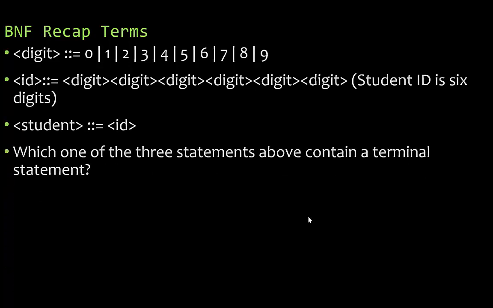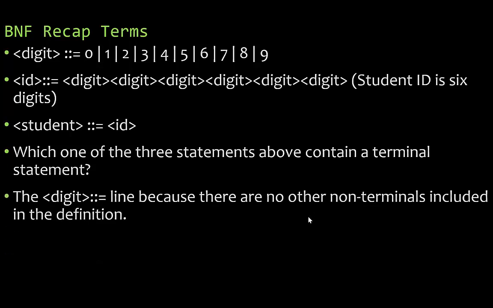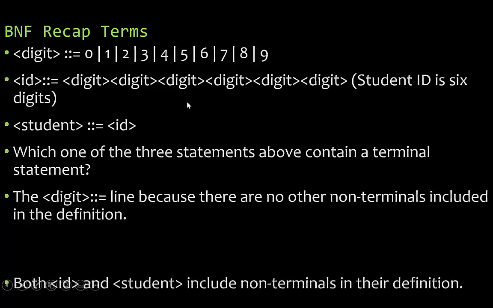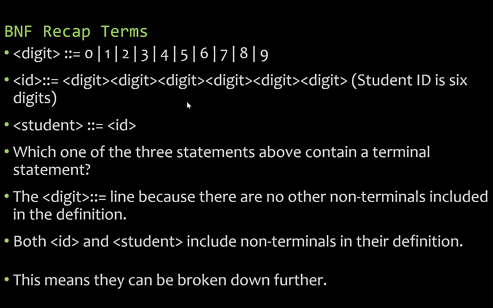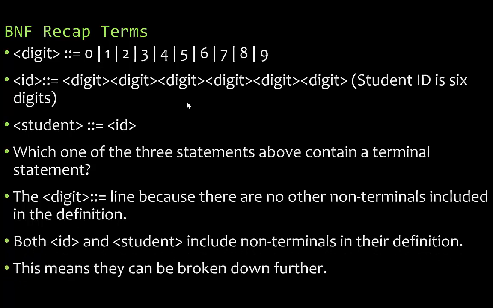Which one of the 3 statements above contains a terminal statement? What does that mean? That means a statement that can't be broken down any further, and that is the digit line because there are no other non-terminals included in the definition. None of these digits 0 through 9 can be broken down any further. ID consists of digit. Digit can be broken down further. Student consists of ID. ID can be broken down further. Both ID and student include non-terminals in their definition, and that means they can be broken down further.